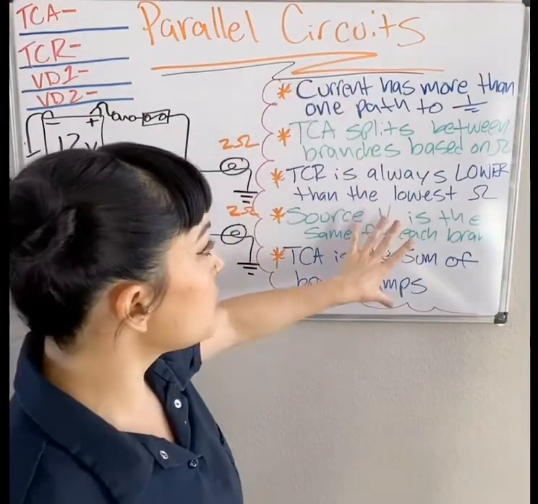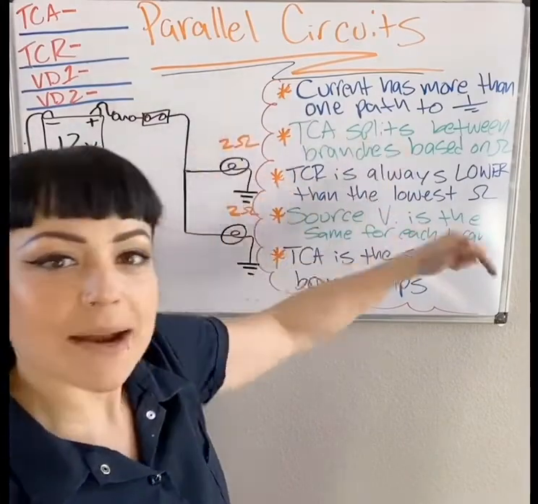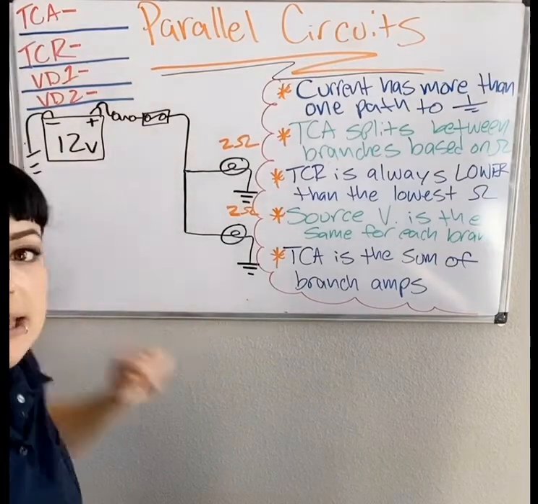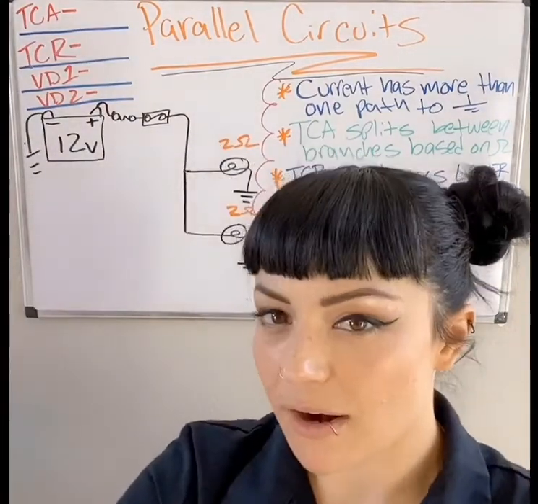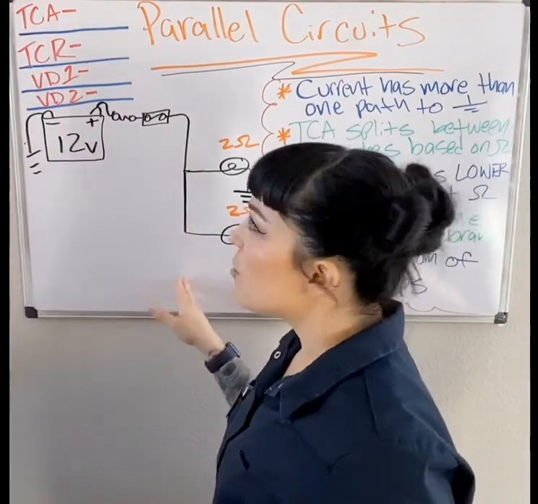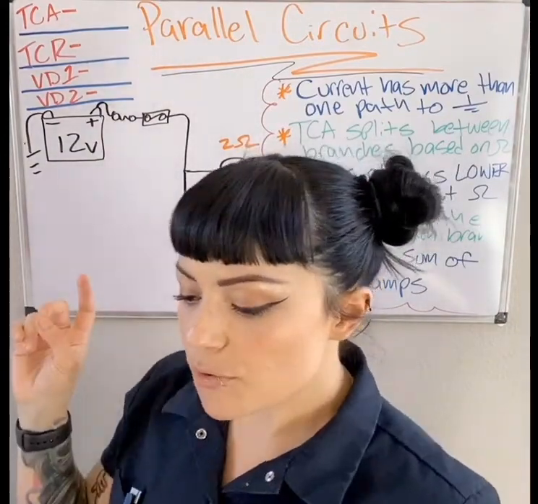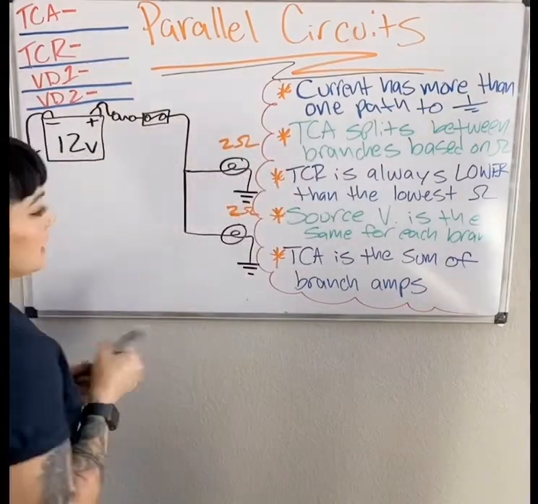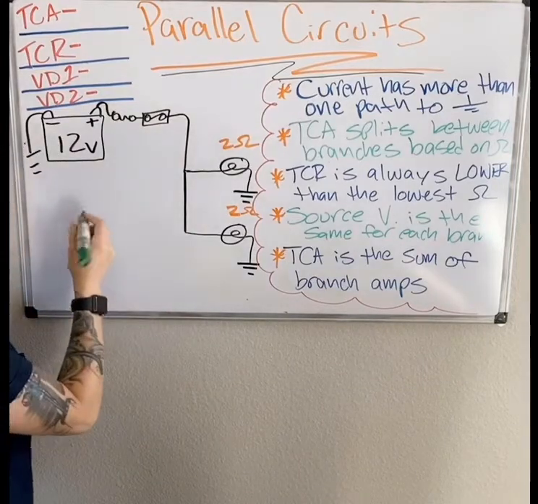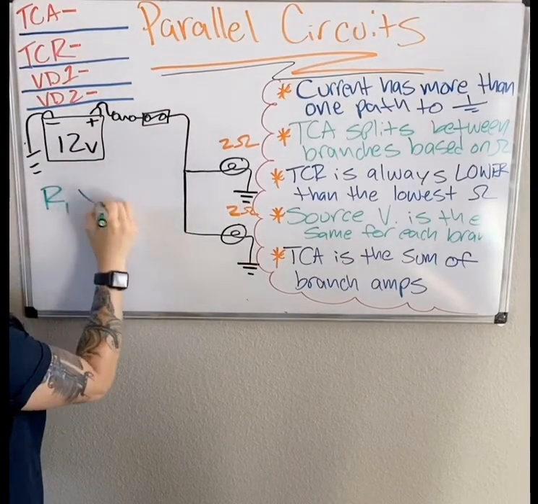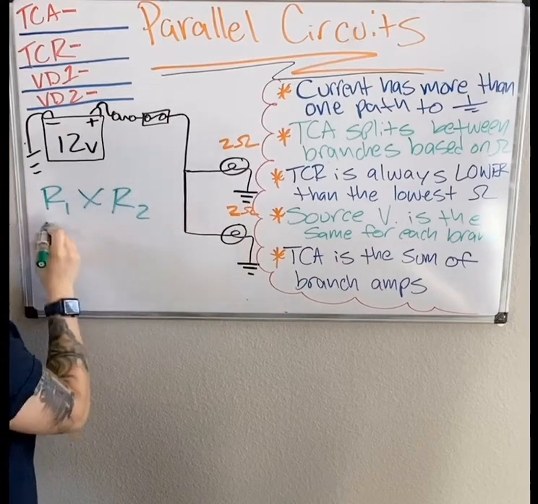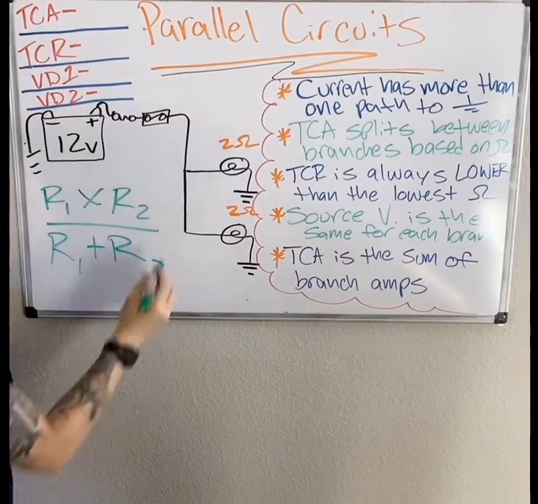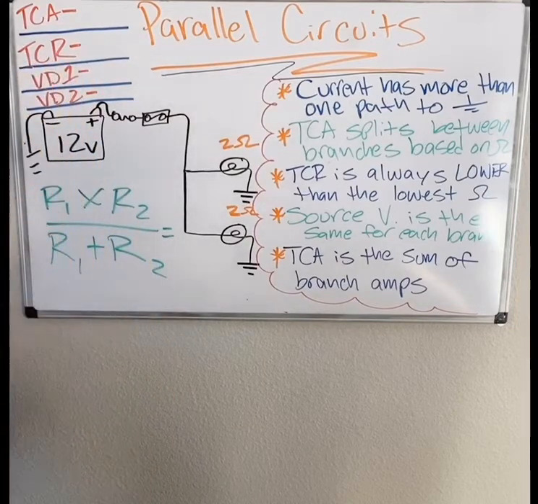So now that we know the rules, we're going to come back and I'm going to keep pointing at them, but let's practice them. So the whole point is to find TCA and TCR, right? How do we do that? I'm going to show you the very first method, and it is an equation to use. The equation looks like R1 times R2 over R1 plus R2. And that's going to give us our TCR.